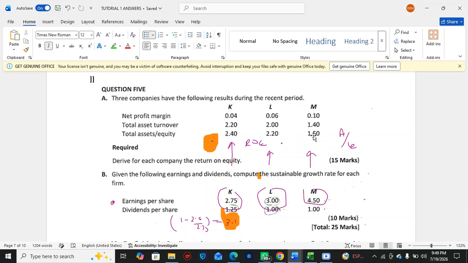Okay. So company K has got more assets from the shareholders' money, because for every 1 quarter of equity they have 2 quarter 14 way in terms of assets. All right. Yes. So they're asking us to derive for each company the return on equity.